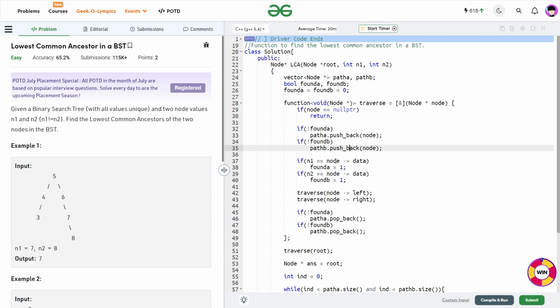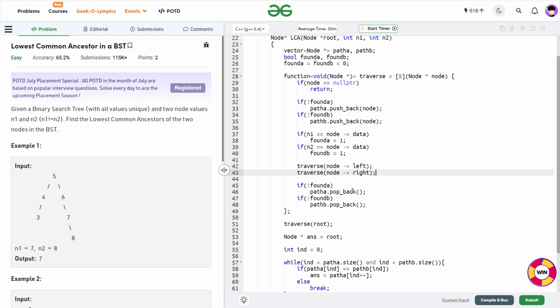Now if my current node data is equal to the first element that I need to find, then I'll mark my found A as 1, and similarly for the second element I'll mark my found B as 1. I call my traverse function on the left and the right subtree respectively, and then if I have still not found the first element, element A, I'll pop back the last element from path A. If I have not found my element B, I'll pop back the last element from path B. Right. So this was all about the traverse function.